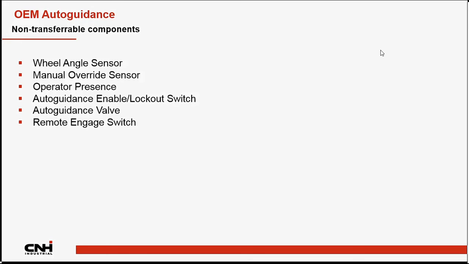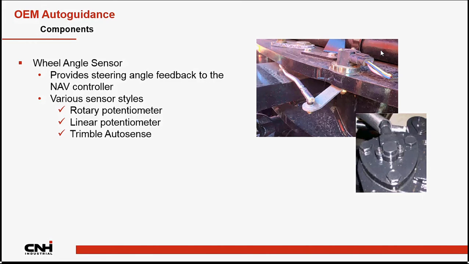Non-transferable components, you got your wheel angle sensor, manual override, operator presence, auto guide, enable / lockout switch, also could be called a road switch, auto guidance valve, and remote engage switch. First off, we have our wheel angle sensor. This tells the computer how far your wheels are turning.